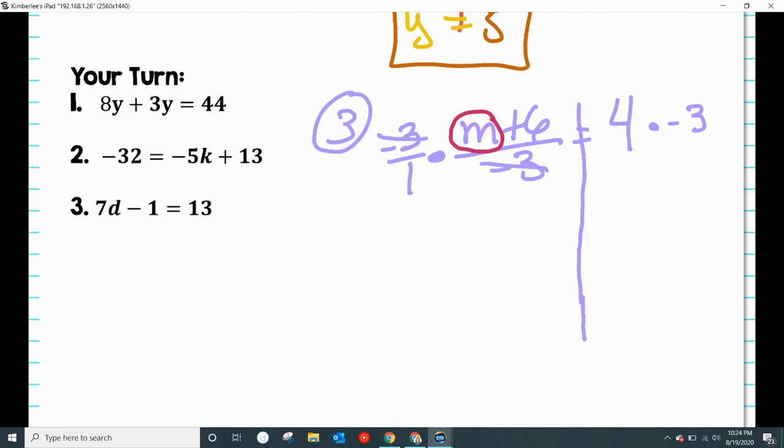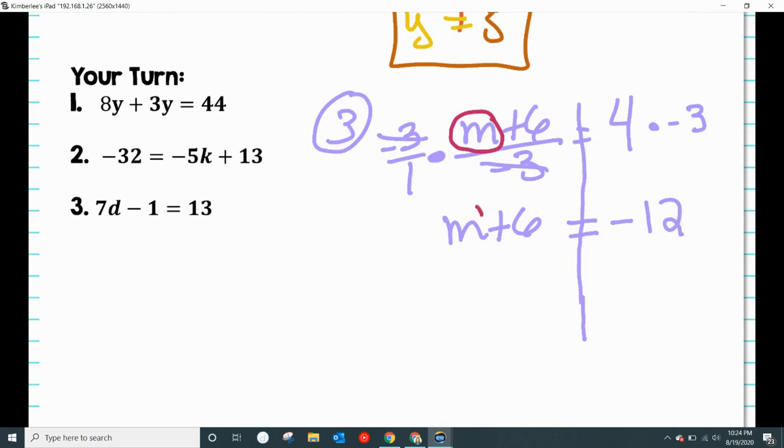Because remember, what's any number divided by itself? It's 1. So that negative 3 on top in the numerator and the negative 3 in the denominator on the bottom will cancel each other out and basically become a 1. So all I'm left with now on this side is m plus 6. I'm going to write down my equal sign. Now, what is 4 times negative 3? Well, that's negative 12. Awesome.